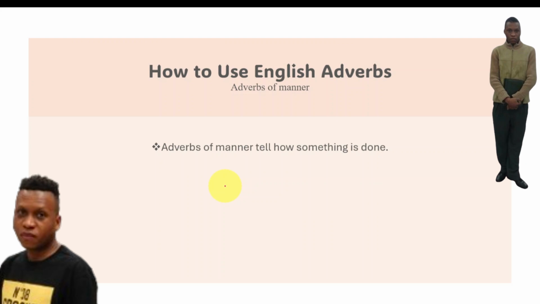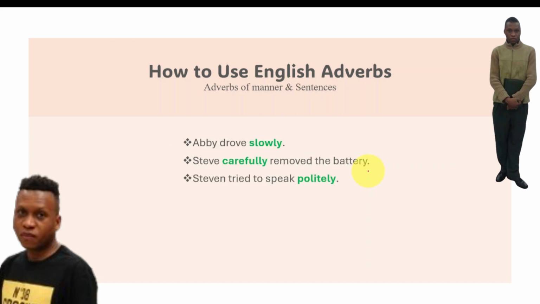Now we're gonna look at the adverb of manner. In this case it tells us how something is done. The adverb of manner tells how something is done. So for example, Abby drove slowly. Steve carefully removed the battery. Steven tried to speak politely. You can see we're using this here at the end.